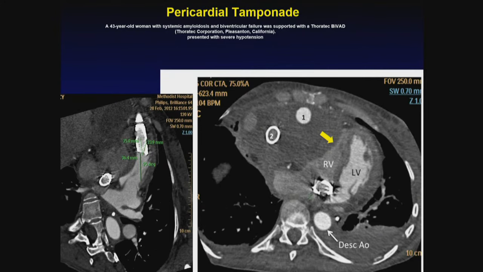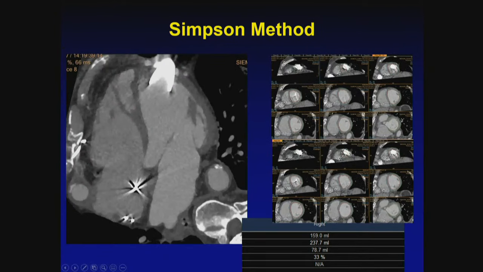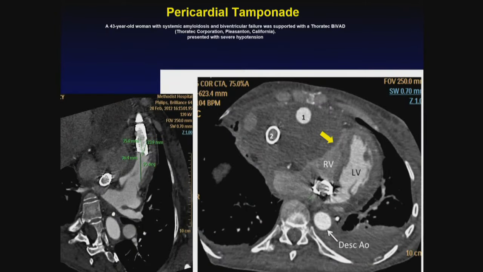So pericardial tamponade, needless to say, this is an interesting case. I keep it. A patient with BiVAD, actually. You can see huge tamponade with collapse of the left ventricle and the right ventricle as well.